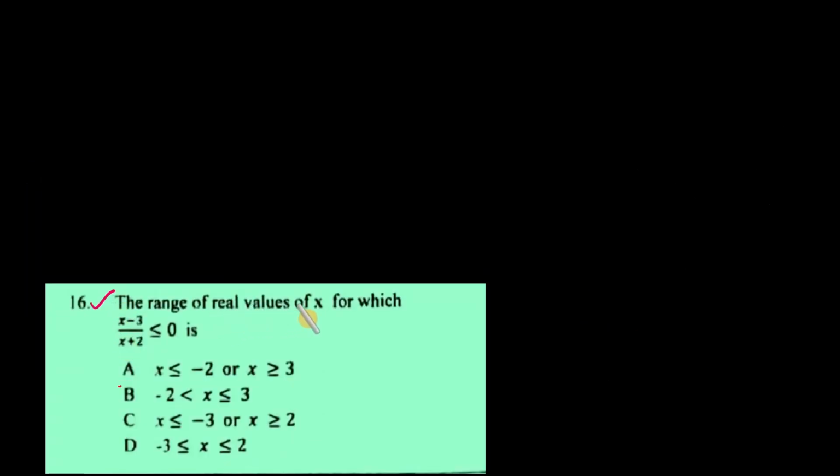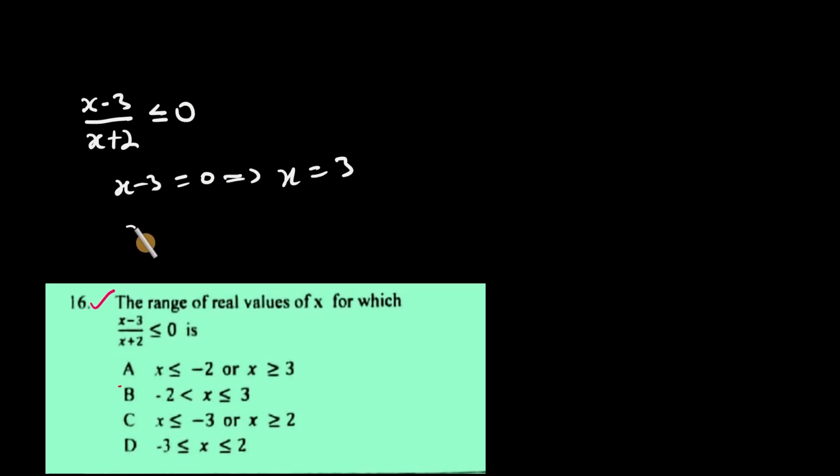Number 16. The range of real values of x for which the inequality x minus 3 all over x plus 2 is less than or equal to 0 is A, B, C, or D. Let's find out. To solve this kind of inequality, we let the numerator x minus 3 equal 0, and then we look for the value of x, which is equal to 3. Also, we let the denominator x plus 2 equal 0, and then we look for the value of x, which is equal to minus 2.